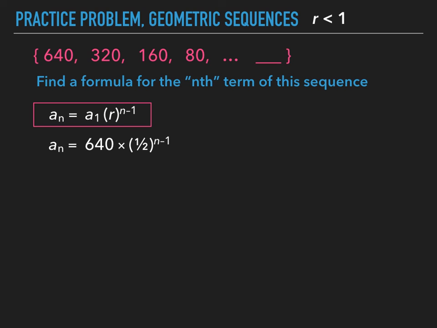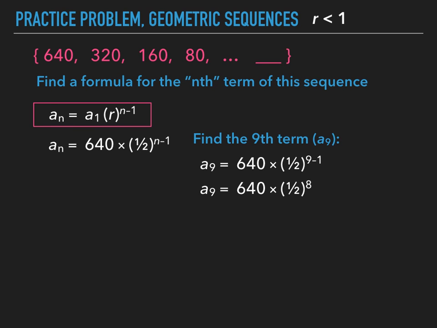Now let's go ahead and find the ninth term of this sequence. So a sub 9 equals 640 times 1/2 to the 9 minus 1. That's 640 times 1/2 to the 8th power. And when you do a half to the 8th power on a calculator, very often it turns out to be a decimal. We like to keep the geometric sequence problems as fractions if possible. So I'm going to write this as 1 over 2 to the 8th power, 2 to the 8th power being 256. So I'm writing this as 1 over 256.